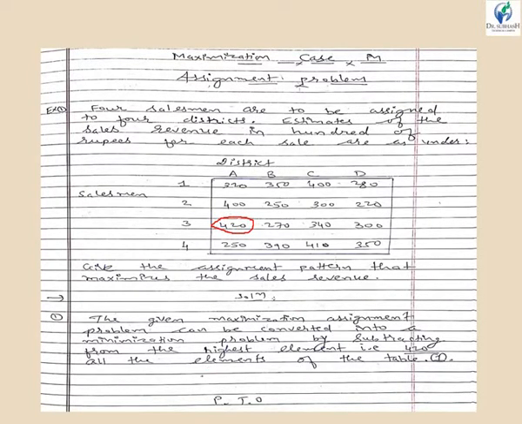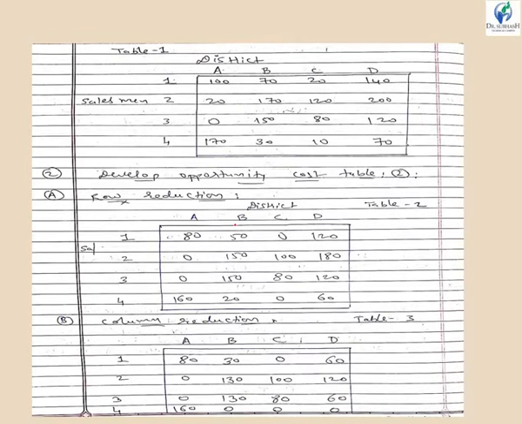So subtract all the elements of table 1 from this highest element, that is 420, and then you will be able to convert this problem into minimization case. Moving to our next slide. This is the second step. After subtracting all the elements from the largest element, you will get this table.